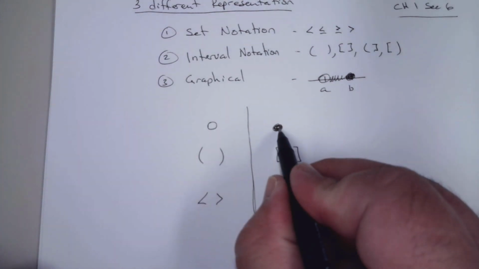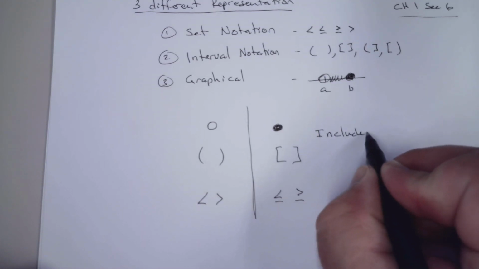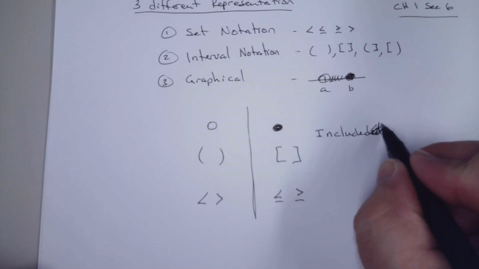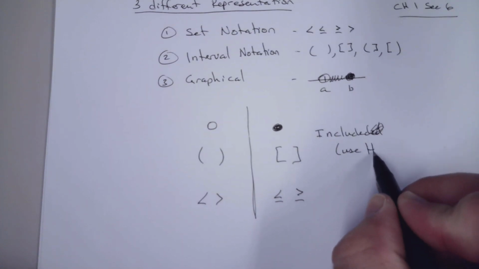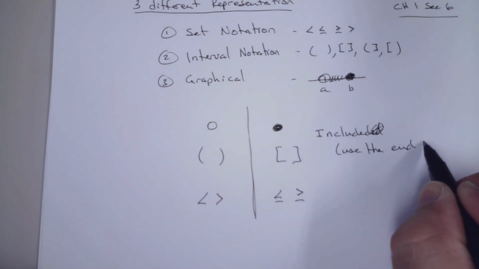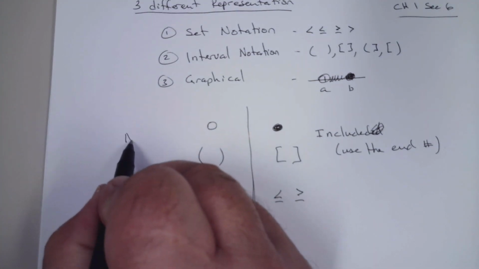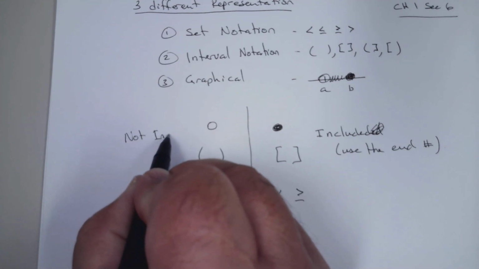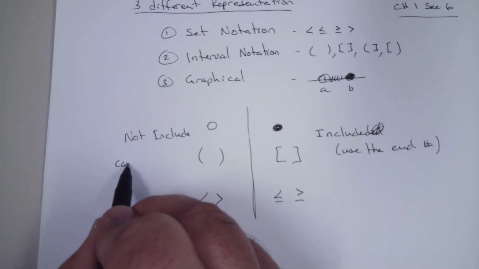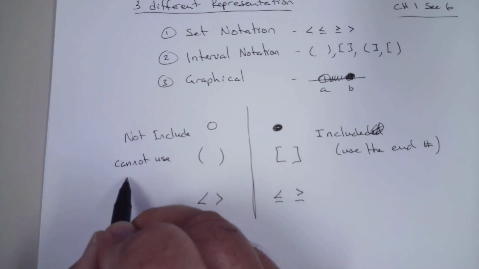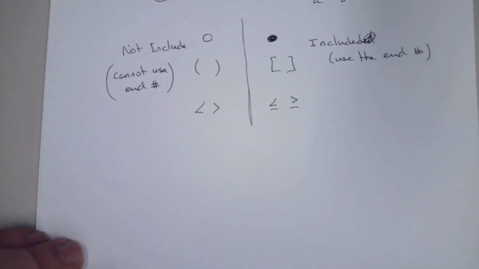The difference between the two: if it's a solid dot, a bracket, or an inequality with a line underneath it, these numbers are included. You can use the end numbers. An open circle or a parenthesis means you cannot include the end number. What does that mean? Well, let's see.